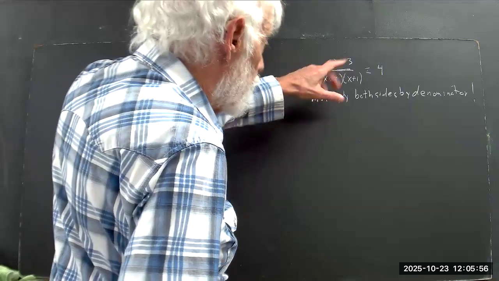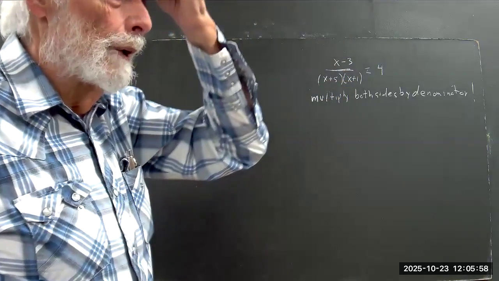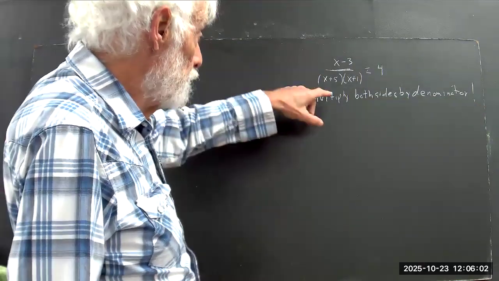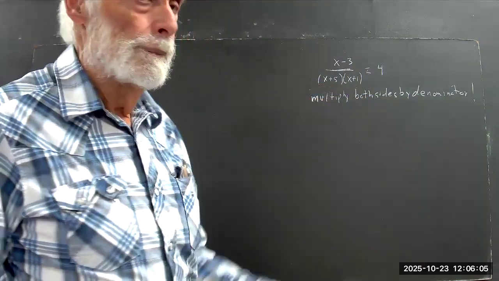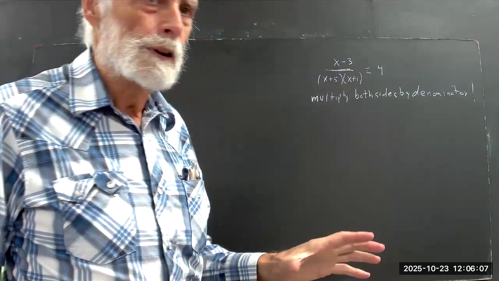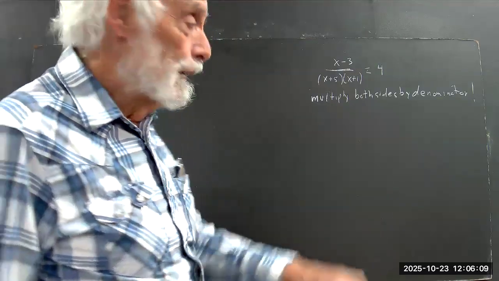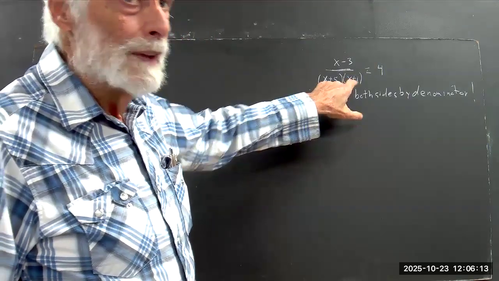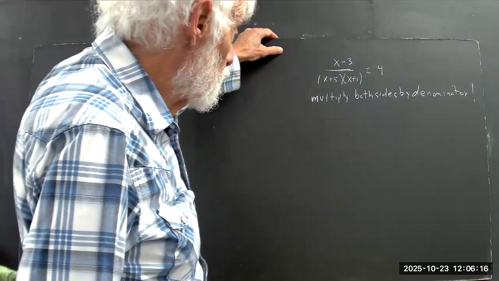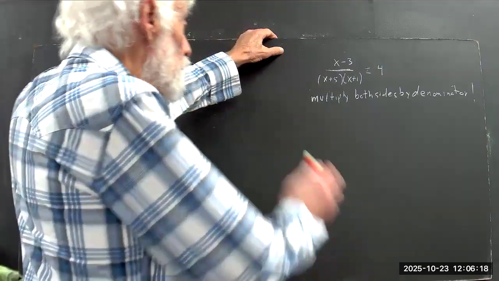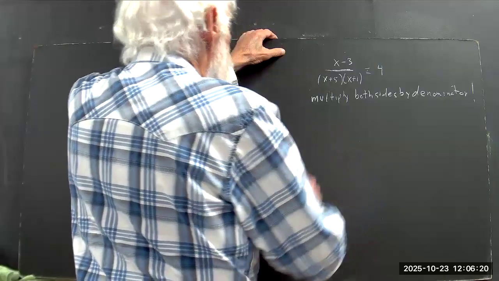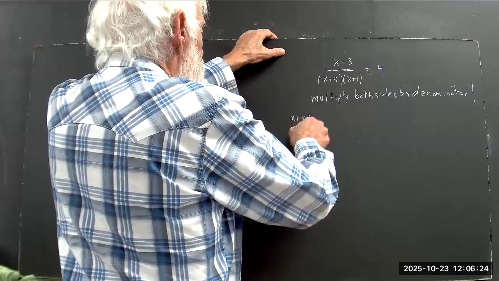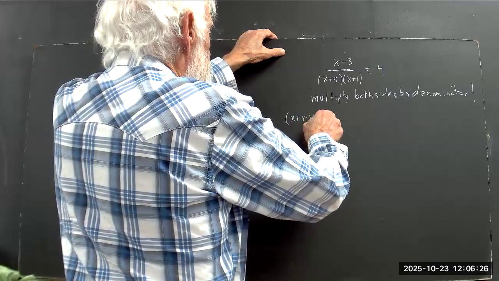Okay. Now, I'm going to multiply both sides by the denominator. A couple of people actually wanted to expand the denominator, but then they kind of got hung up on expanding the denominator. We have to expand this expression, but we'll do it after we multiply both sides so we can see more clearly how it works. So we multiply both sides by the denominator. That means we write x plus 5 times x plus 1.